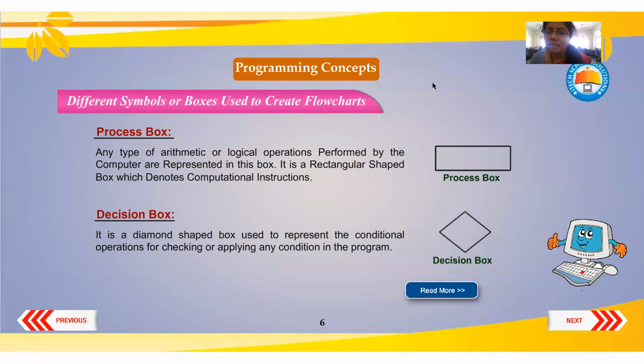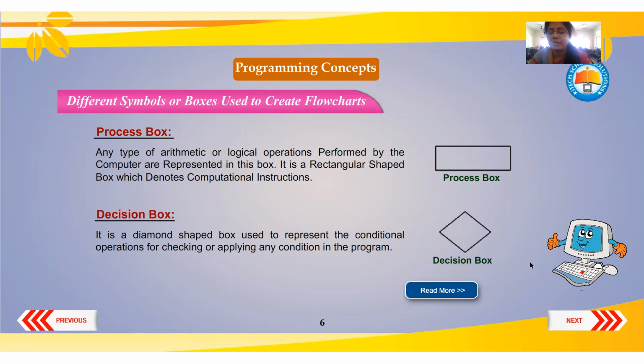I repeat, it is a diamond shaped box used to represent the conditional operations for checking or applying any condition in the program. Like, I'll take one more example. True or false? Yes. Sometimes we act upon a problem as per the condition. If it is true, the next step is to be followed. If it is false, the other step is supposed to be followed. So such kinds of decisions, the if conditions, we put in the decision box.